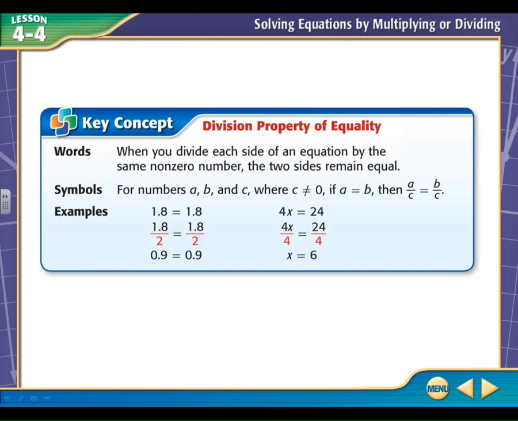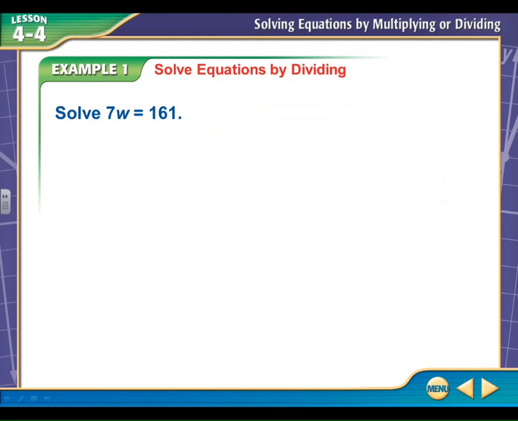So let's take a look at this little key concept chart. When you divide each side of the equation by the same number, the two sides of the equation will remain equal. So if you have multiplication, then you want to divide both sides by the same amount. All right, let's look at some examples.